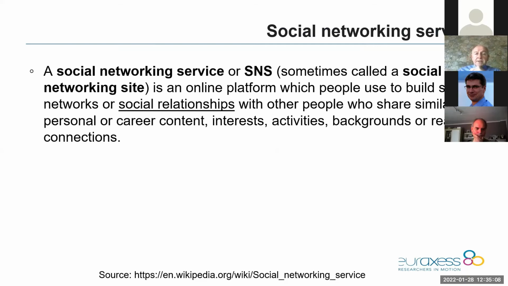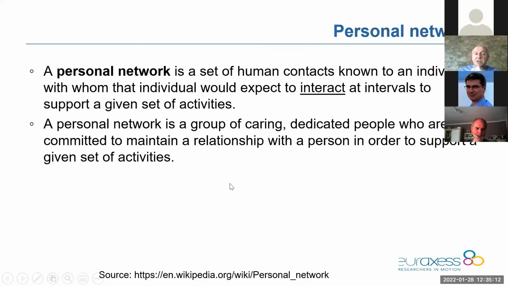It is interesting for us because part of a social network is the personal network, which is a set of human contacts known to an individual with whom that individual would expect to interact at intervals to support a given set of activity. A typical personal network is Facebook. A personal network is a group of caring, dedicated people who are committed to maintaining a relationship with a person in order to support a given set of activities. Sometimes it is just entertainment. So this is the personal network.